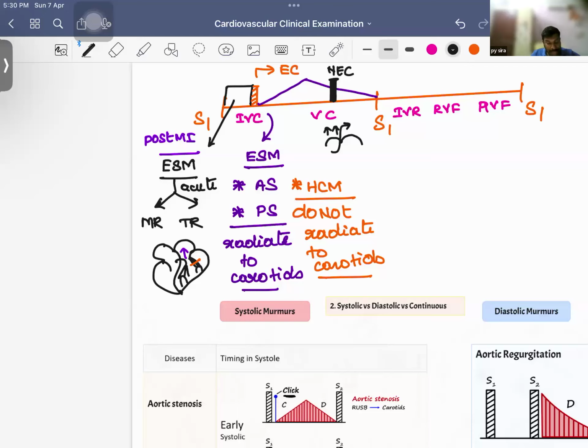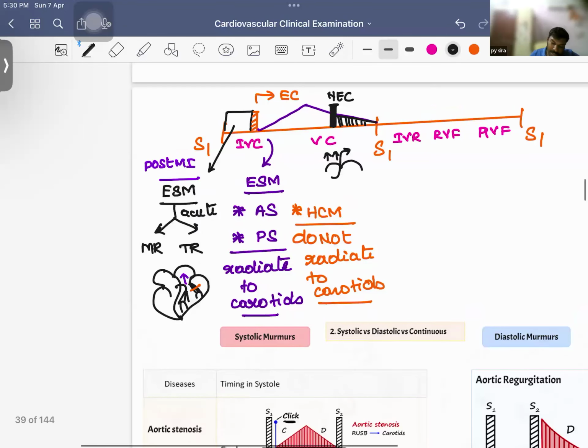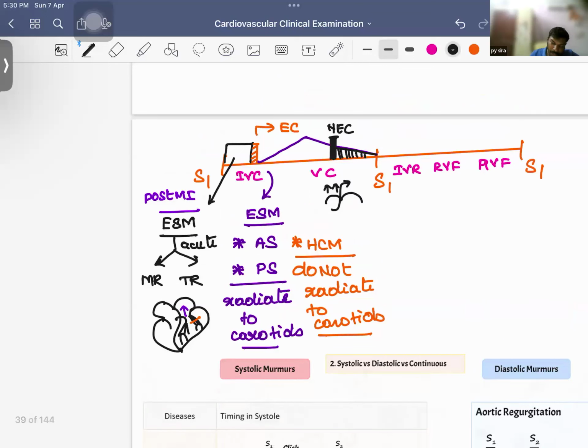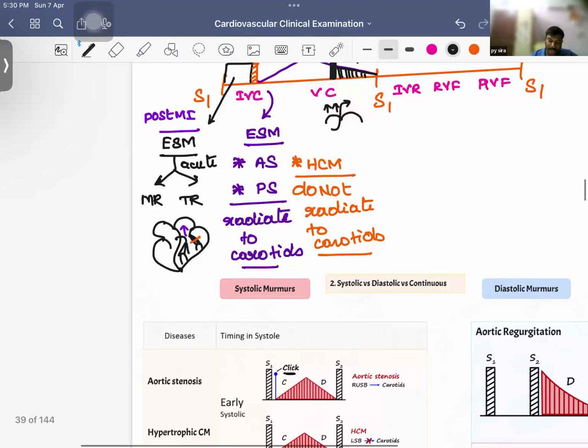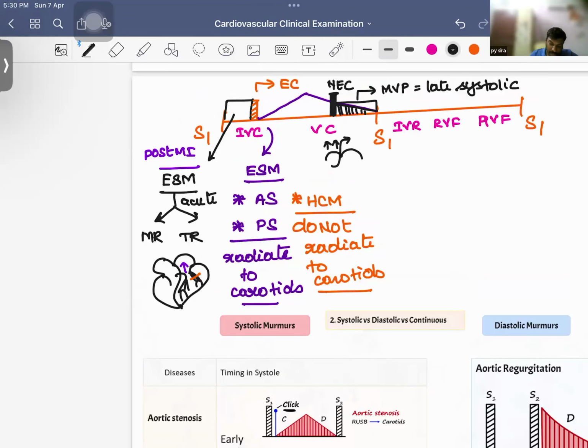When a space is created here, the patient is going to have a murmur in the late systole. This late systolic murmur with a non-ejection click is called the mitral valve prolapse murmur. Late systolic murmur seen in mitral valve prolapse is associated with a non-ejection click.